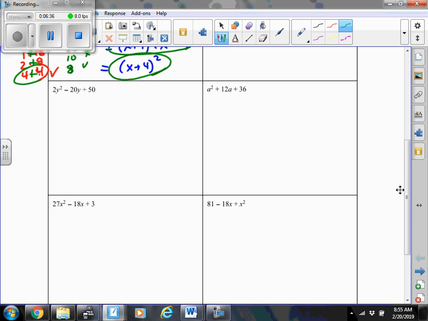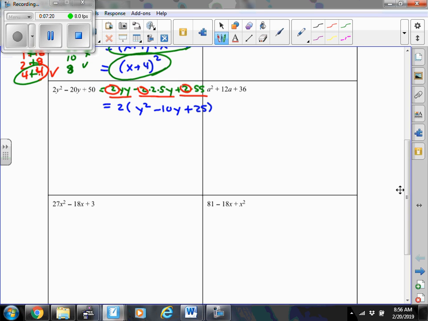Let's try the 2y squared minus 20y plus 50. Oh yeah, I got to do my common factor first. If I break this up, I get 2y squared minus 2 times 10y plus 2 times 25. Now I look and see if there's any common factors. The only thing common is a 2. So right now, what I have so far is this equals 2 times (y squared minus 10y plus 25). Okay, so I've got the common factor out.